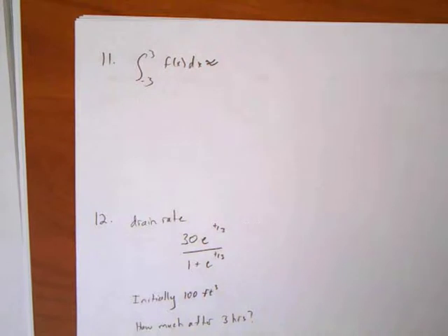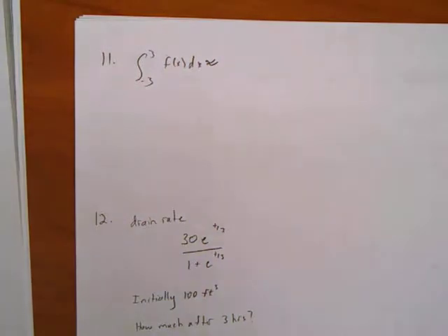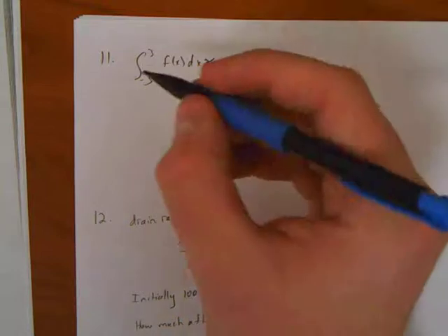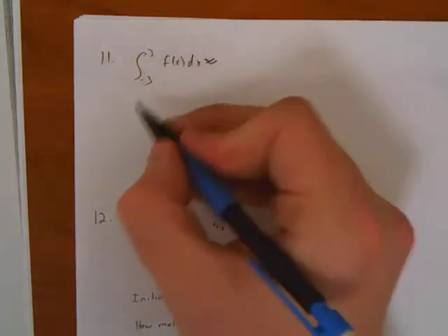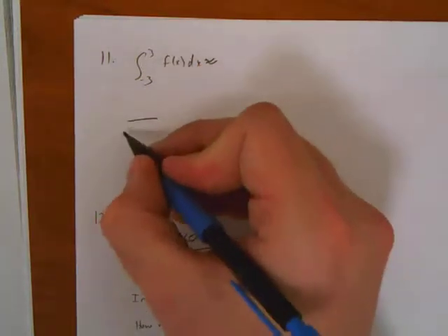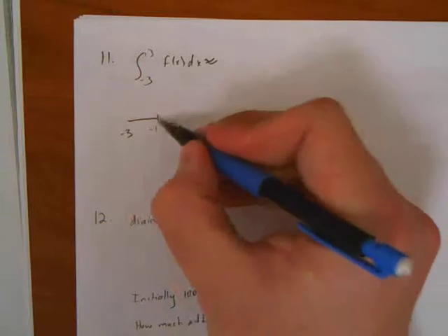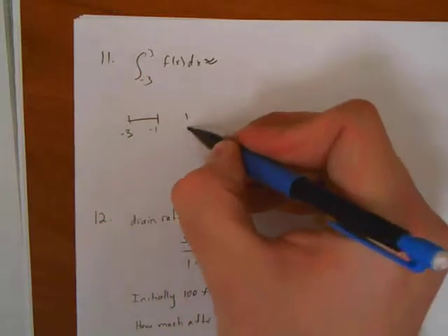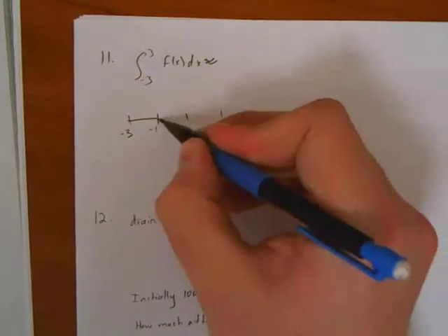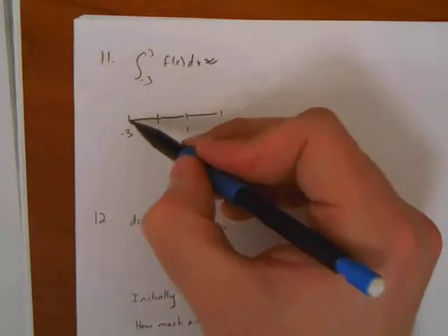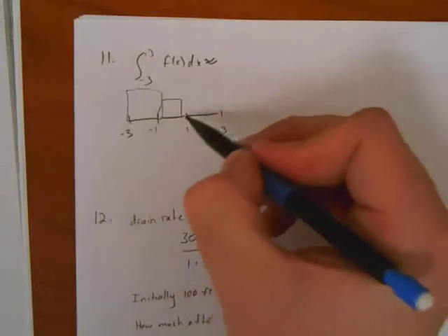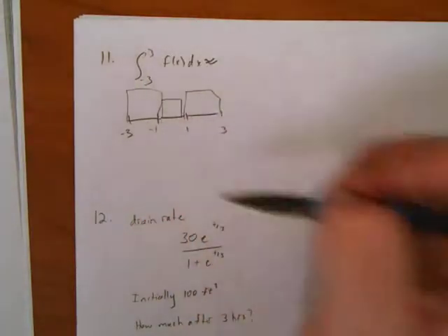So number 11, we are using this table to approximate, using left-handed rectangles of equal width, the area under the curve from negative 3 to 3. So from negative 3 to 3 is a space of 6. And we're using 3 rectangles. So each rectangle is going to have to be 2 long. Each rectangle is going to have a width of 2. Whatever the height is, each rectangle is going to have a width of 2.